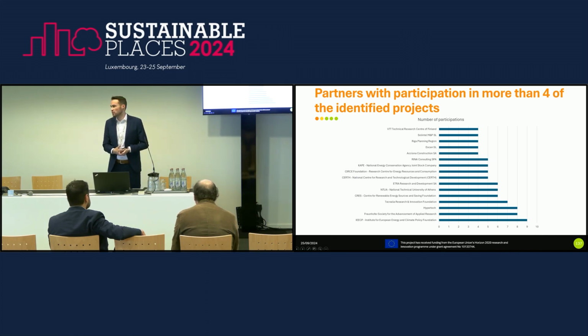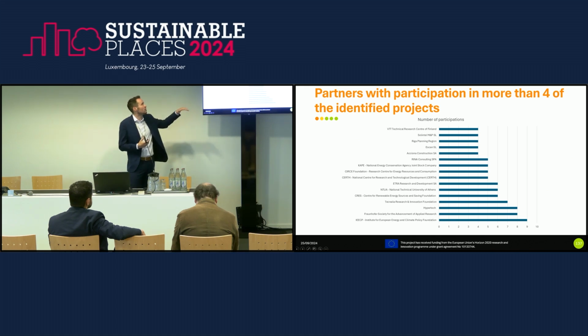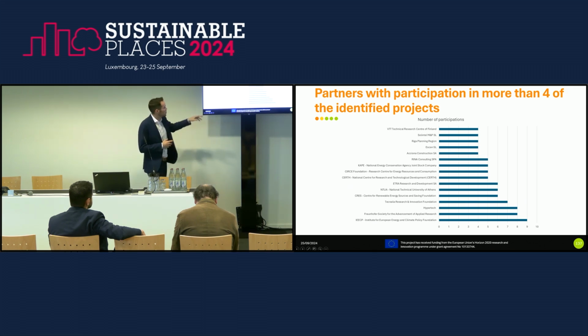We can also see which parties are participating, and how many times they are participating in relevant projects. And here, for instance, you can see an overview of the parties that have participated in more than 4 of the identified projects with relevance 1 or 2. So you can see which are very relevant actors in the field.